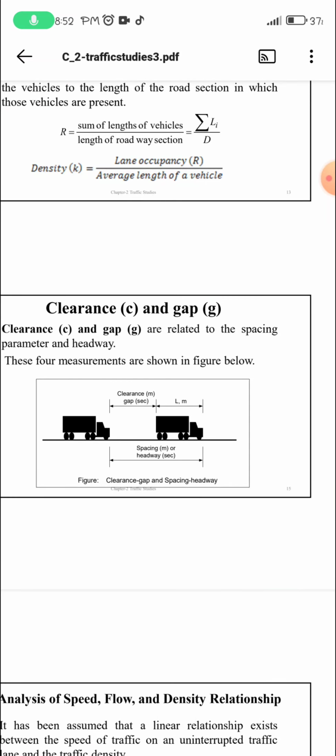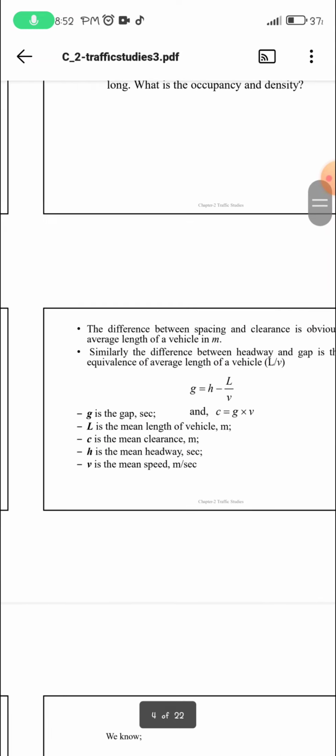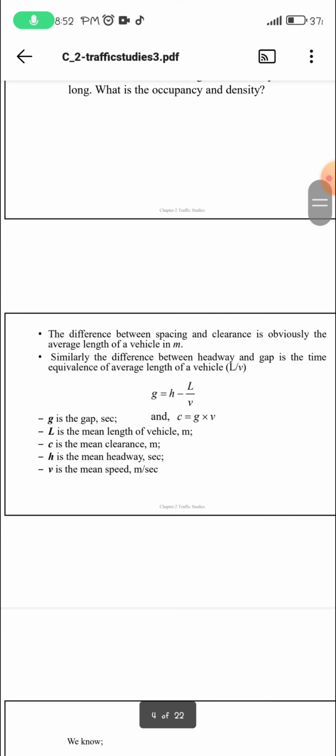Spacing is the distance from head to head. Clearance is from tail to head. The difference between spacing and clearance is obviously the average length of a vehicle in meters. Similarly, the difference between headway and gap is the time equivalent of the average length of a vehicle.